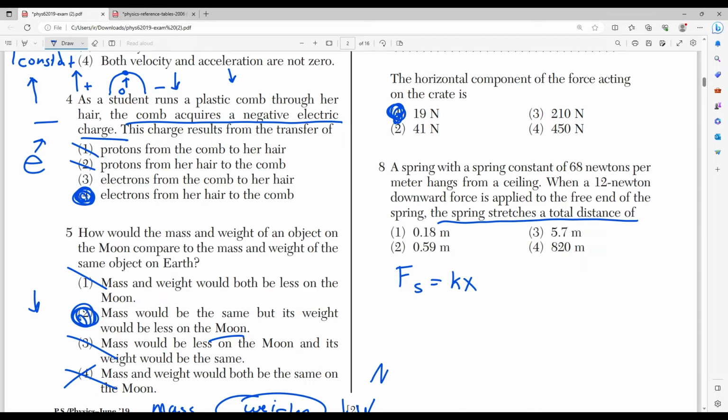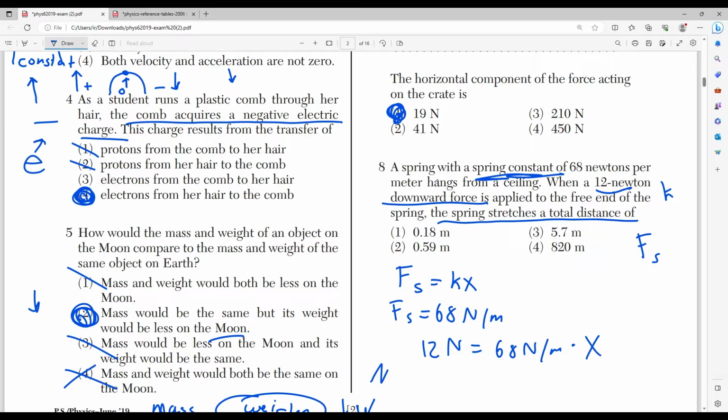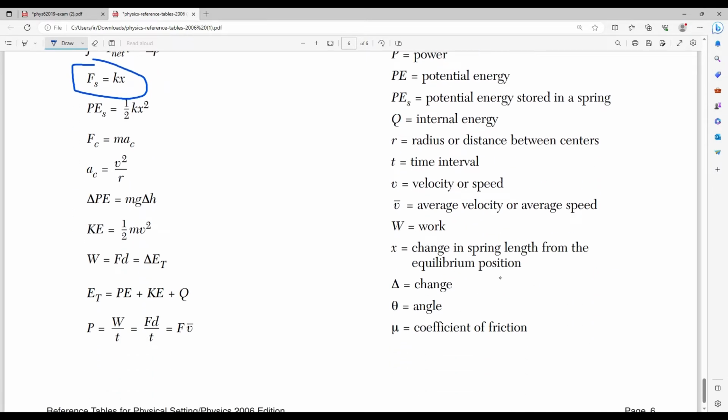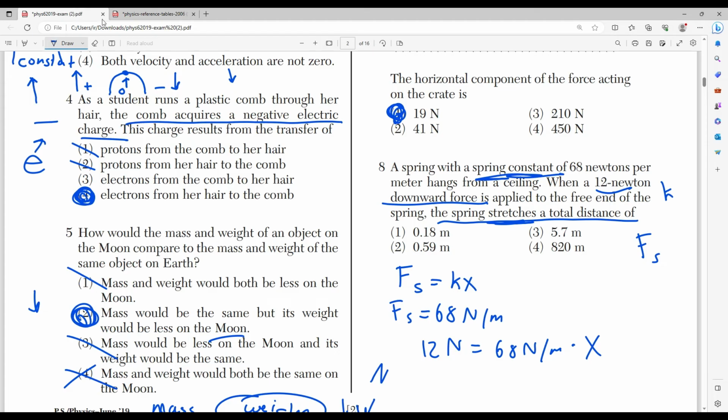Why did I use this formula? Because it tells us a spring constant. It gives us k, so I'm going to just fill that in. F_s is equal to 68 newtons per meter. And then it says when a 12 newton downward force is applied, it gives us the spring force. So that's really just 12 newtons is equal to 68 newtons per meter times x. And it's asking us the stretch of the spring. If we look here, the value of x corresponds to the change in spring length. Change in length is the same thing as saying stretching, it's how much it changes in length. So just divide both sides by 68, and you'll get your answer, which is 0.18 meters.